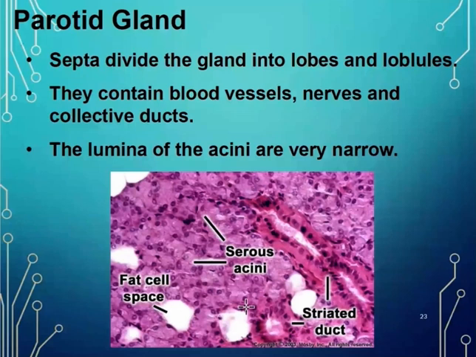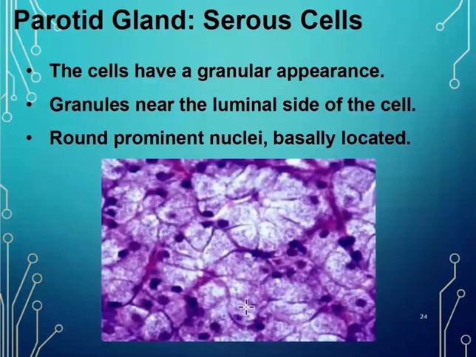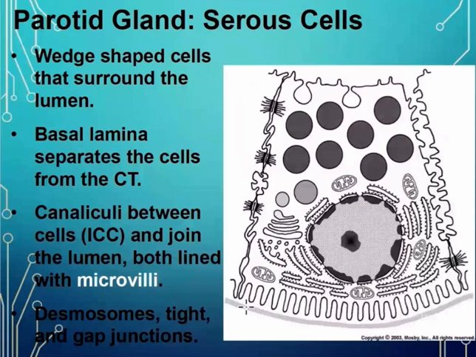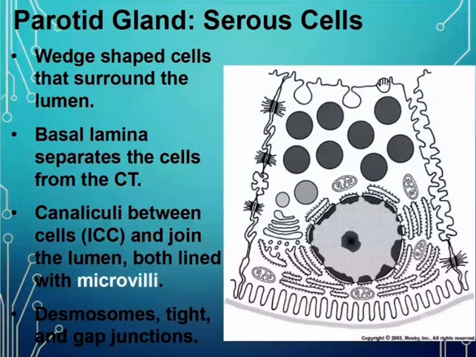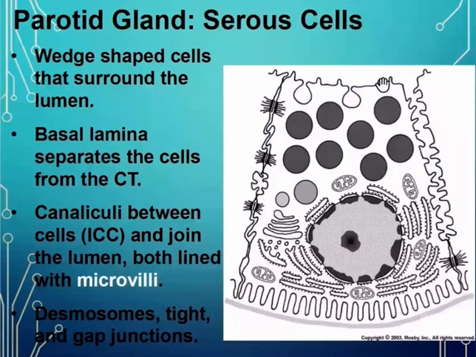The ultrastructure appearance of the serous acini is illustrated here. We have a wedge-shaped outline, the basal surface being broader, while the luminal surface surrounds the central lumen. The cell membrane shows numerous microvilli and enfoldings.